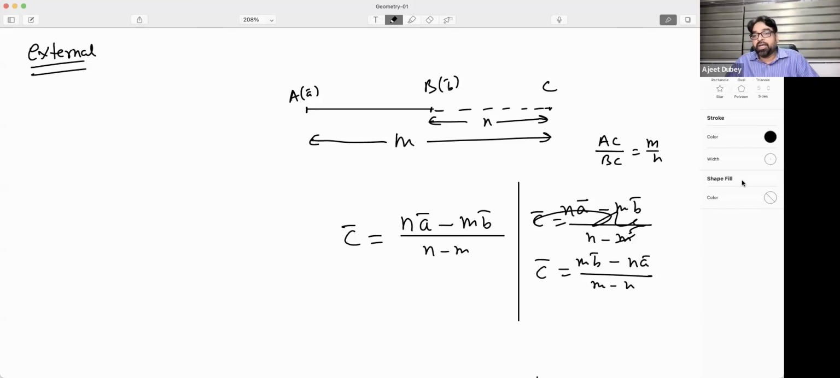Somebody not able to understand? So is the first one correct or the second one, sir? Both are correct. Both are the same thing. See, if you multiply numerator and denominator by minus, it will come to the same thing. You will understand, don't worry. We will do question practice. You will understand.